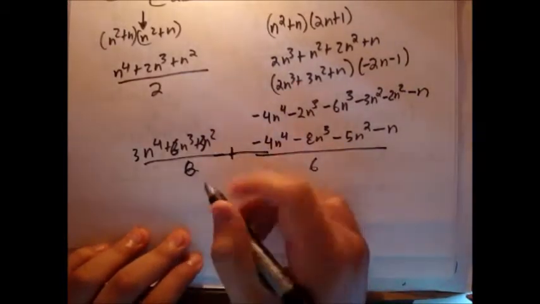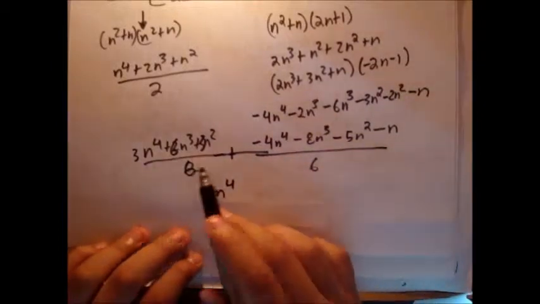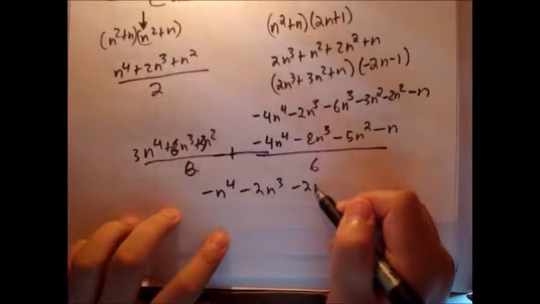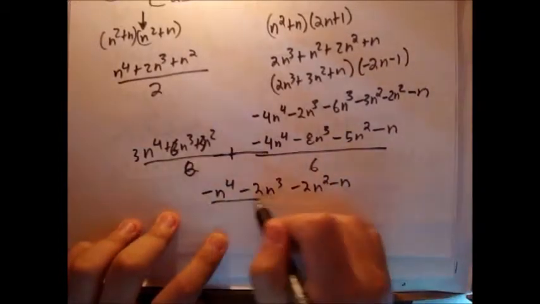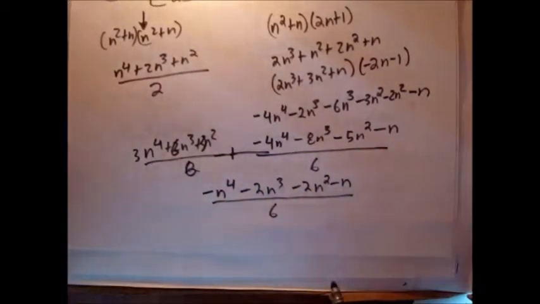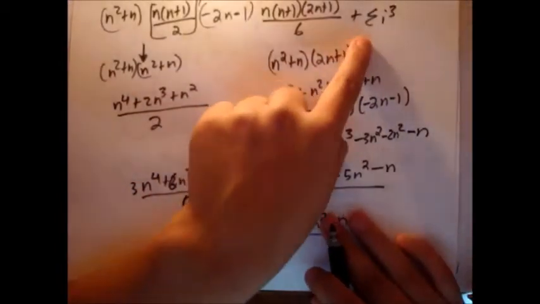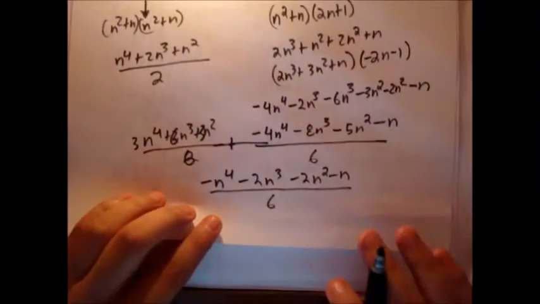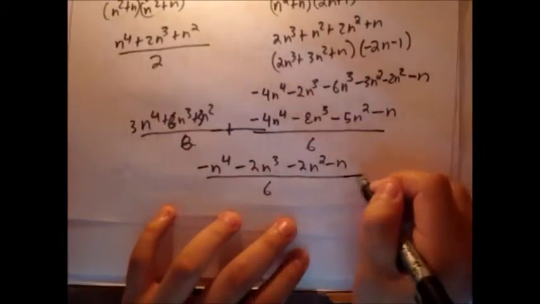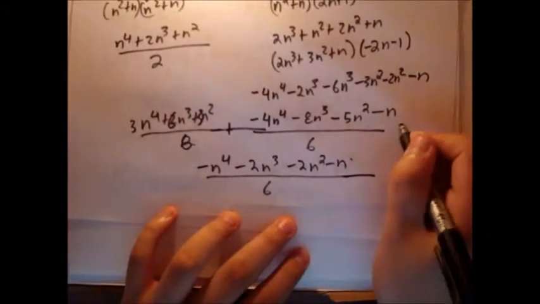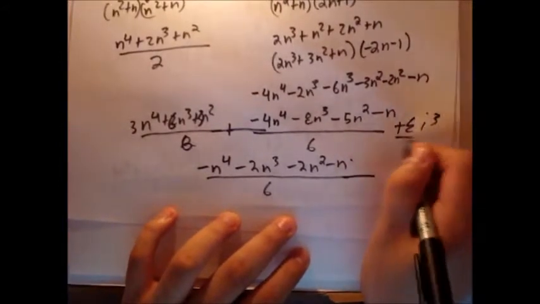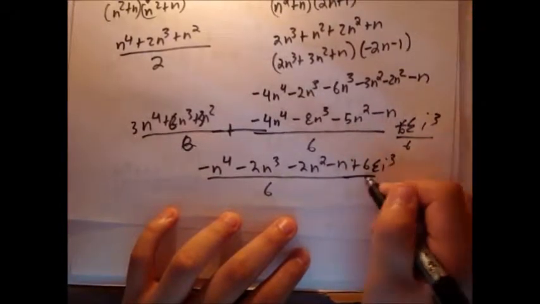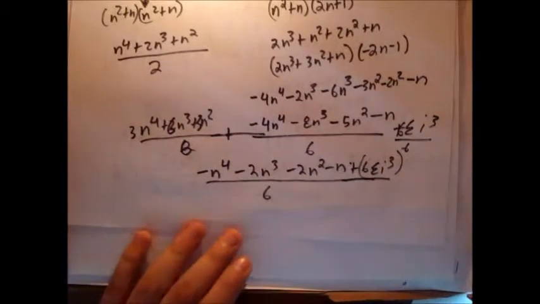Negative n to the 4th. That's 6n cubed. Negative 2n cubed. Negative 2n squared. Minus n. All of it divided by 6. We're not done. Remember this lost sigma i cubed? If you can see it right there. Let's not touch it, but let's keep track of it. We're going to have to add right here sigma i cubed. We need a common denominator and numerator, so plus 6 sigma i cubed right there. You see, we're not touching it, I'm just keeping it there.